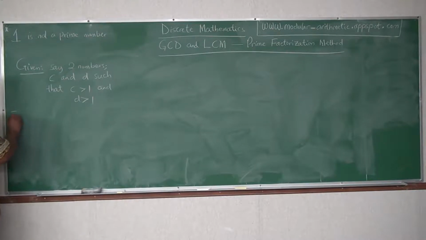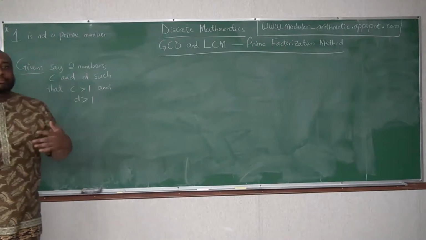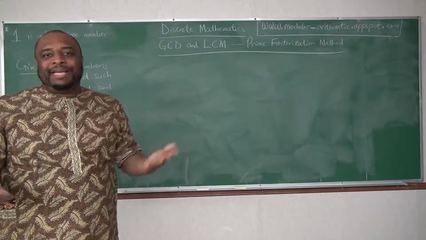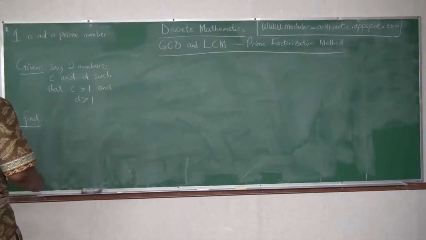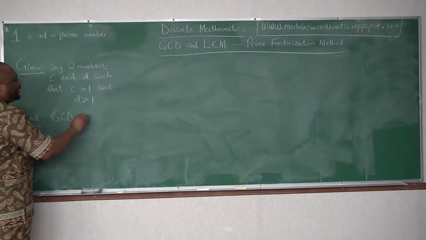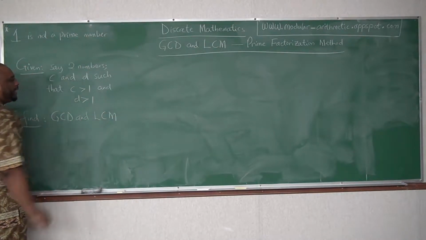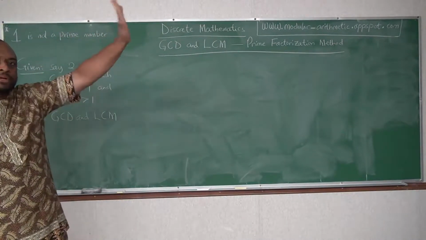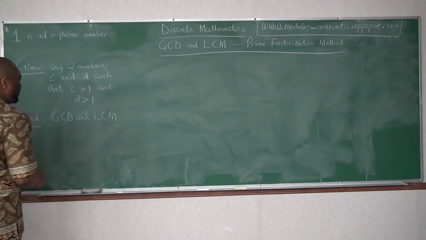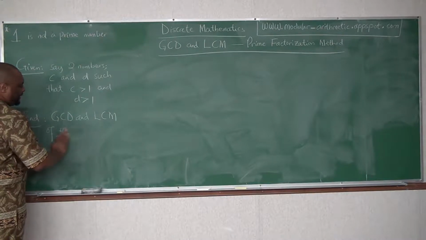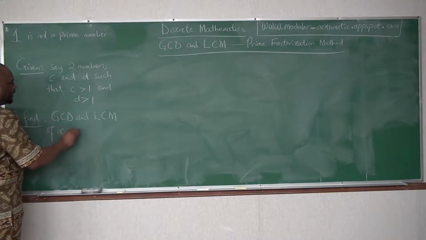What do we want to find? With the prime factorization method, this applies to more than two numbers, but let's begin with two numbers. We want to find the GCD, greatest common divisor, and the least common multiple. We talked about this in that video playlist, factors and multiples. So we find the GCD and the LCM of the numbers C and D.